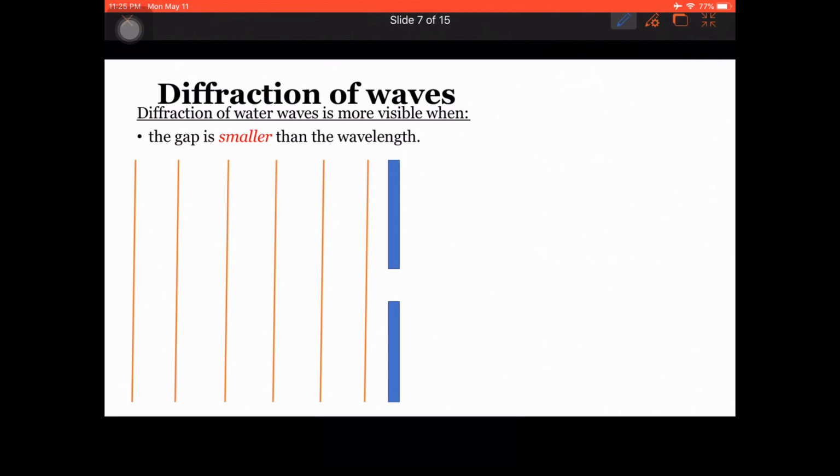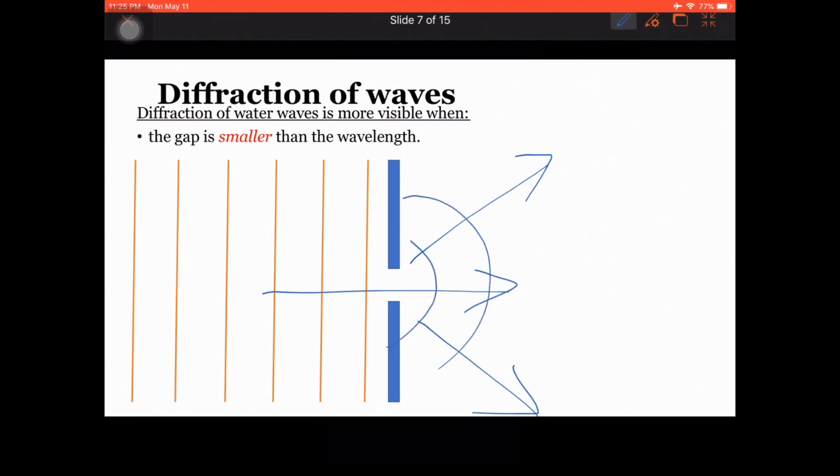The second factor affecting diffraction of waves is the size of the gap. If the gap is smaller than the size of the wavelength, diffraction is more visible. To illustrate, here are the directions to be followed by the wave as it goes through the gap. The diffraction would look like this. Now you have to mind that the wavelength over here will be equal to the wavelength on the other side.